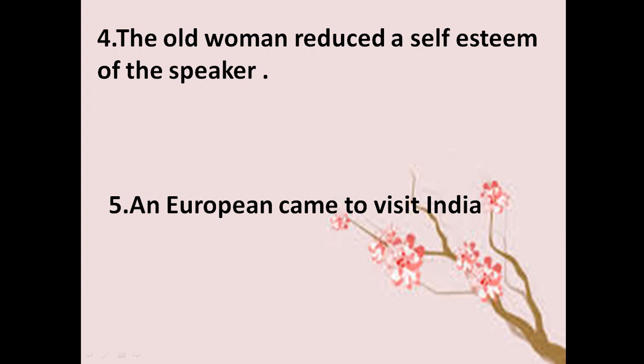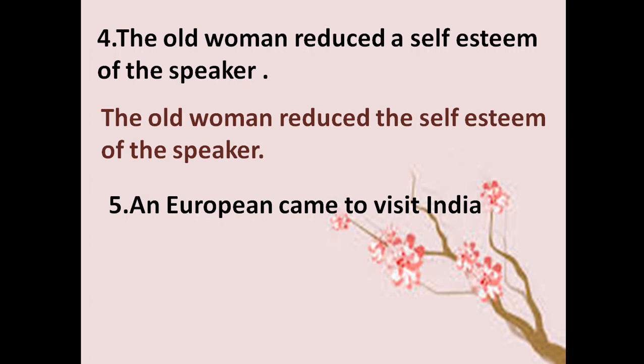What is the mistake here? The old woman reduced her self-esteem. We don't say "her self-esteem" because self-esteem is an abstract noun. An abstract noun is not countable, so we can't use the article "a" with self-esteem. That is why, which is the proper article that can be used? The article "the." The old woman reduced the self-esteem of the speaker.